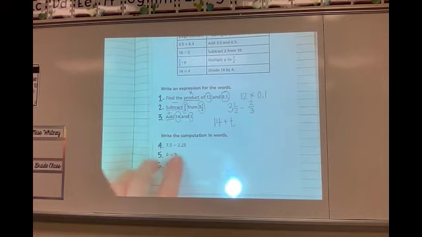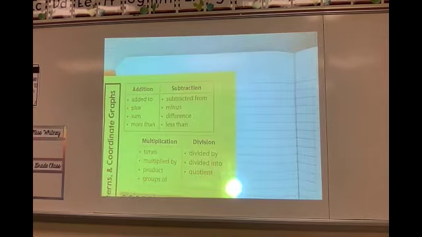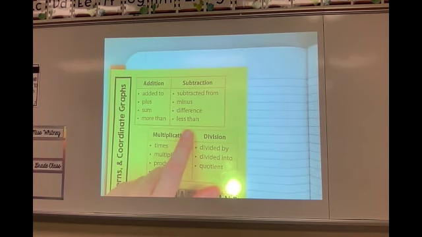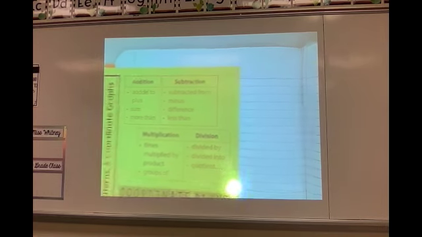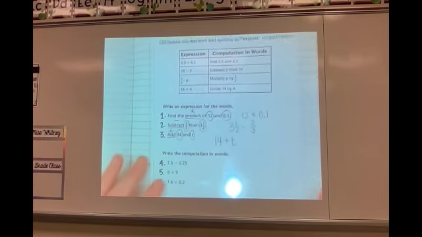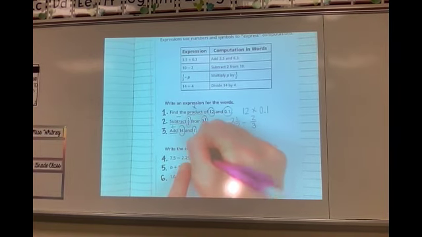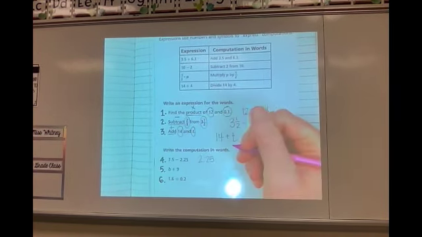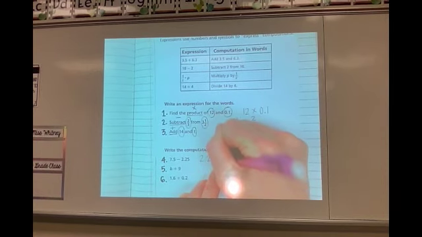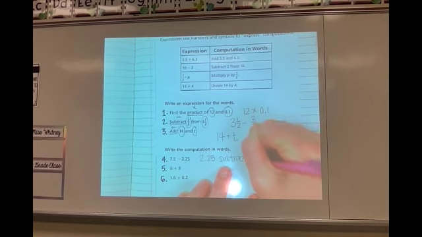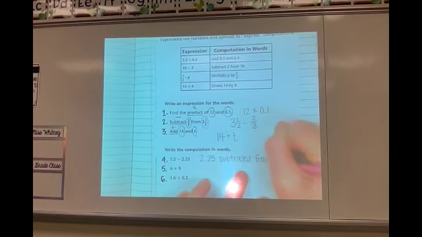So I know I'm subtracting. I'm going to look over here at my subtraction keywords to kind of get an idea of what I want to use. I might use subtracted from. I kind of like that one. And remember, I have to switch the order on these. So I'm going to put the smaller number first. 2.25. And then I said I'm going to use subtracted from. 7.5. And that's it.